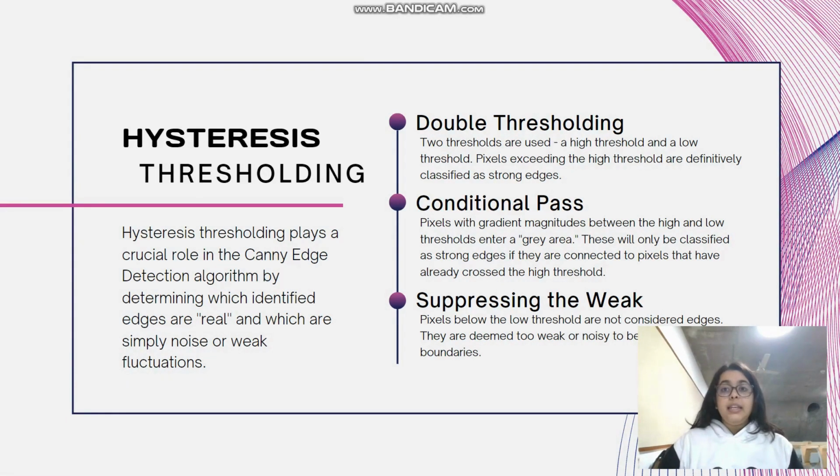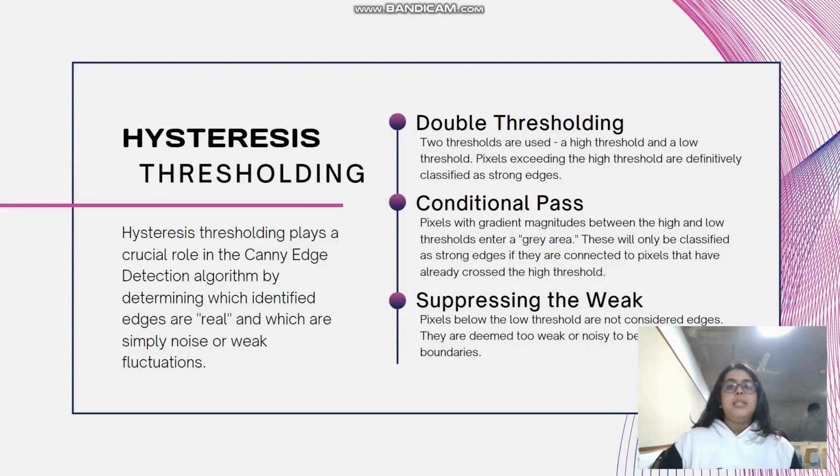The first part is double thresholding, which is defining a high threshold and a low threshold. Pixels exceeding the high threshold are definitely classified as strong edges. So that is the first step. Next is conditional pass. Pixels whose gradient magnitude lies between the low threshold and the high threshold enter a gray area. There is a condition to decide whether they will be classified as a strong edge or not. If these pixels are connected to pixels that have already crossed the high threshold, then they can be considered strong edges. That is, if a pixel provides a path towards a strong edge, it can be considered a strong edge. This is the second step.